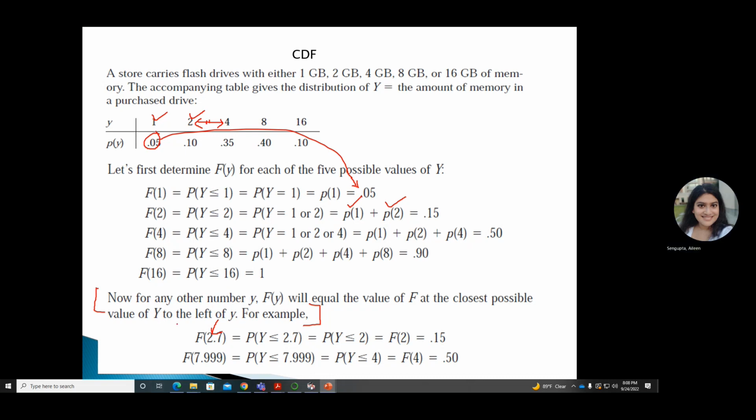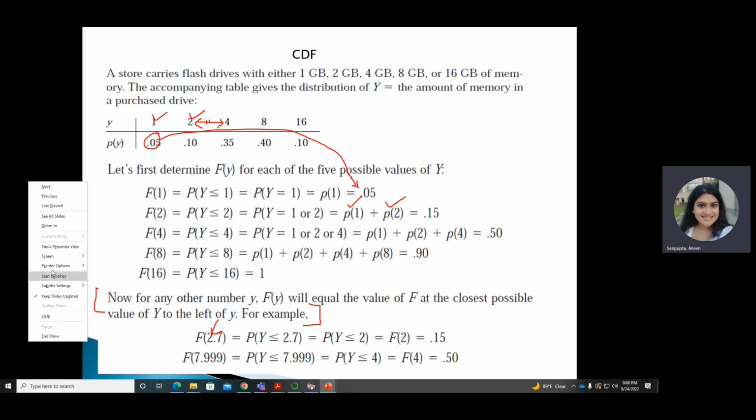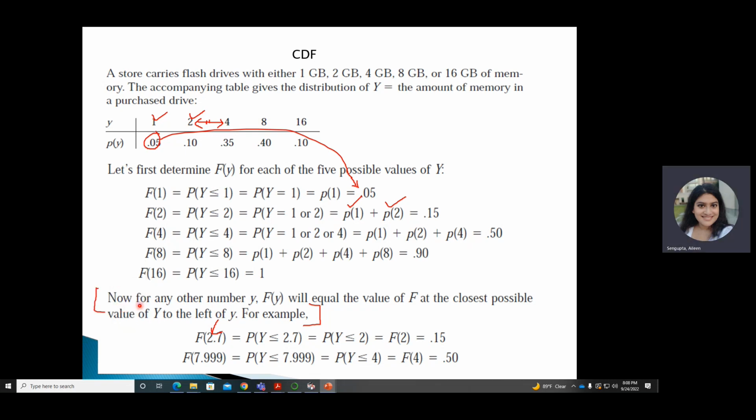Well, you have to read this specific statement. Let me take my highlighter. So now for any other number y, just a number y, F_Y of y will equal the value of F at the closest possible value of y to the left of y. So what does that mean though? So this is 2.7, right? So this is going to represent anything to the left of that number, that is 2. So basically 2.7 can be rounded down to 2, and F of 2 we already know is 0.15, which we have calculated out here.